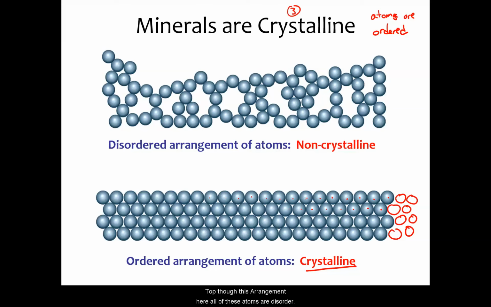Up top, though, in this arrangement here, all of these atoms are disordered. You can't guess exactly where the next atom is going to be. Is there going to be one here or here? You're not really sure.